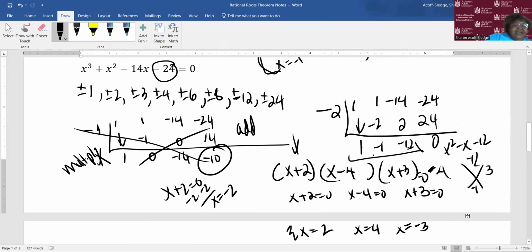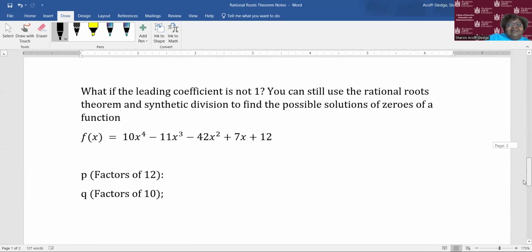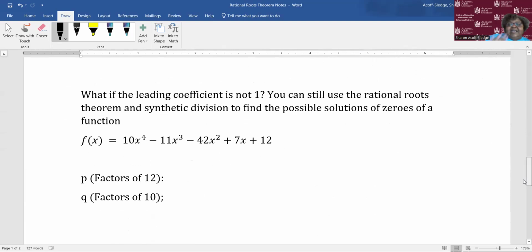Now, you're probably asking what happens when the leading coefficient is not 1. I am not going to go into all of that today, but I'm going to show you how we would do it. That's our next lesson. So P, that's my numerator, is going to be factors of 12. And you should be fluent in this part right here. Plus or minus 1, 2, 3, 4, 6, and then plus or minus 12, okay? 2 times 6, 3 times 4, 1 times 12. And then Q, my denominator, is factors of 10.